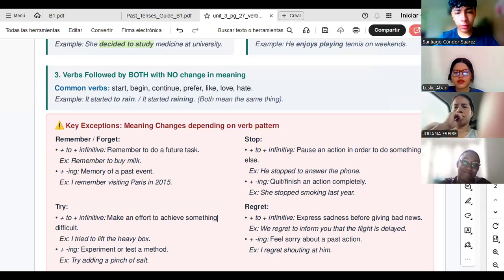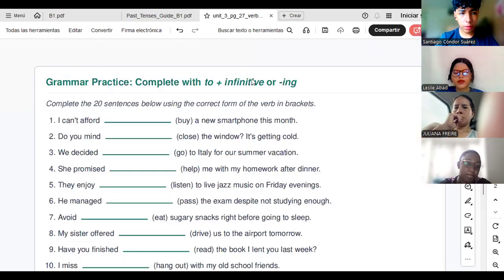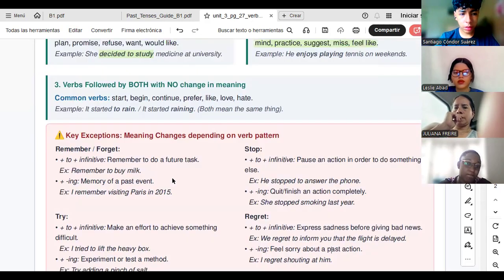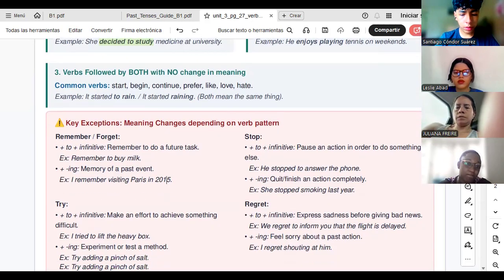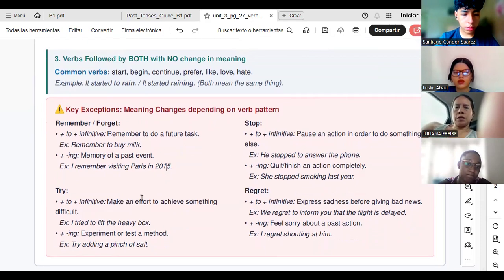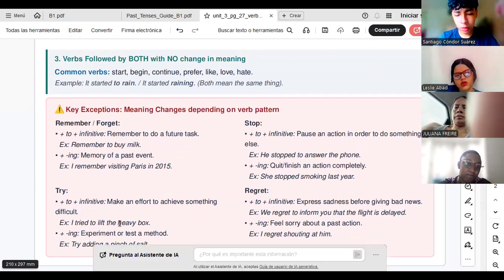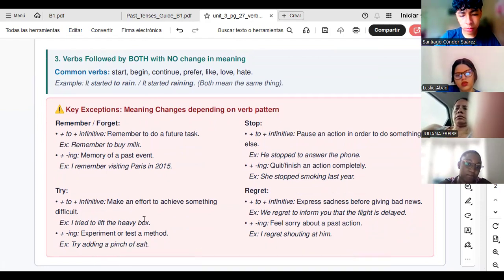I'm going to, in a while, send you a file with all the verbs, okay? But give me a moment. So sorry. It says try. Try plus infinitive. Make an effort to achieve something difficult. To try to do something, right? I tried to lift the heavy box. Intenté levantar la caja pesada.